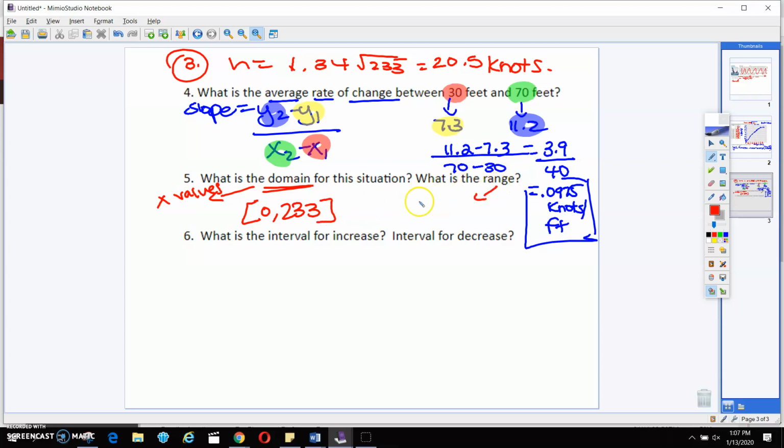But talking about my range, we're looking at the lowest speed. If I got no boat, where am I going? Nowhere. So that's going to be 0 right there, right? Okay, what about my biggest range? That's going to be 233 plugged into that equation, which we did already. That's going to be 20.5 knots. I mean, 20 miles per hour with a boat, that's just working off the wind.